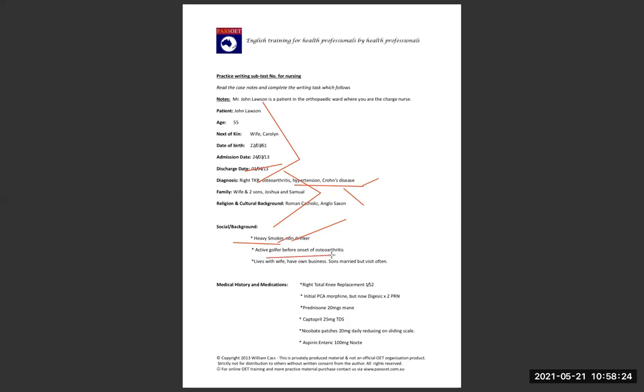He was an active golfer before the onset of osteoarthritis. Also, he lives with his wife and is currently on medications after total knee replacement, and also has been taking medications for his Crohn's disease as well as for blood pressure. Apart from this, nicotine patches are also being given now on the sliding scale of 20 mg, so as to help him to quit smoking.